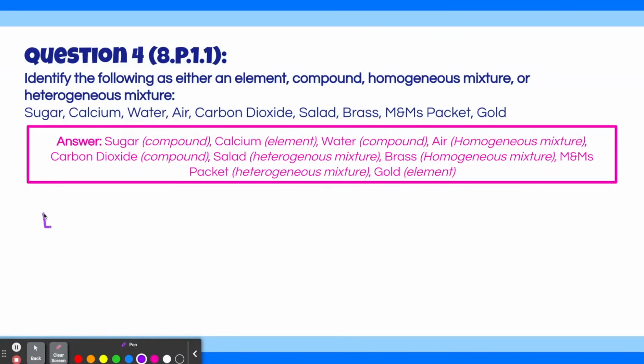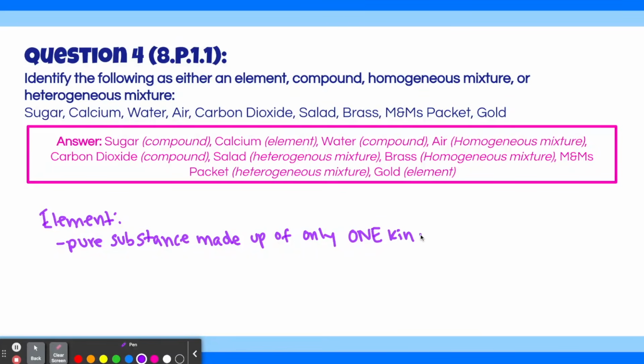So the first type of classification is element. An element is a pure substance that is made up of only one kind of atom. So this is very important. If the atom is different, it's a different element. Elements cannot be broken down into simpler substances. And as we learned in one of the first few questions, they're dependent on the number of protons in an atom. So the number of protons in an atom determines what element it is.